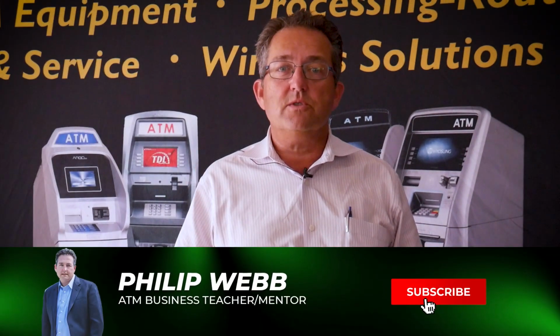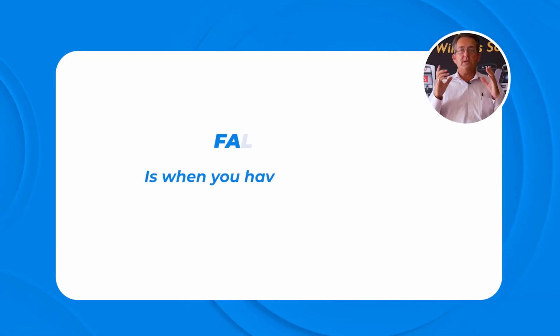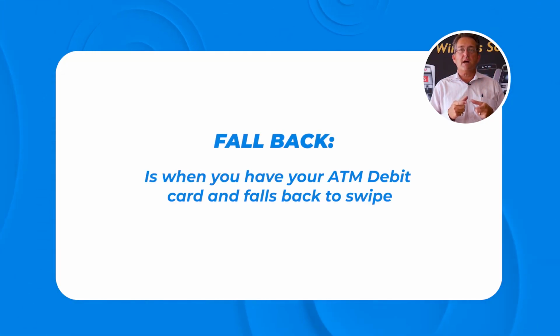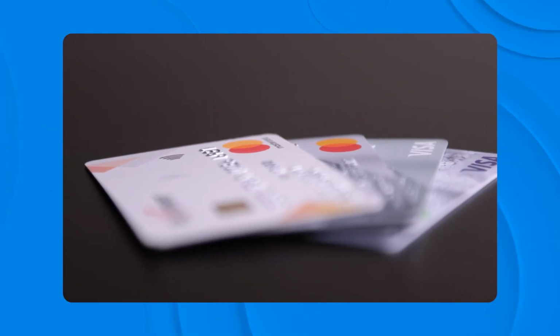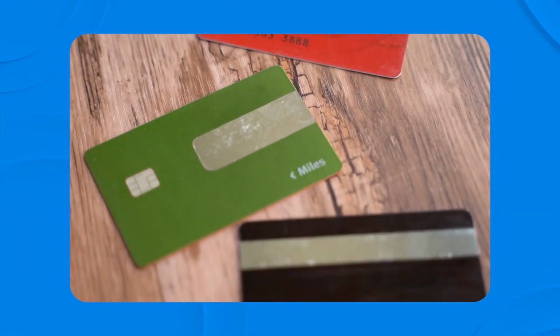Alright, so for those who don't know what fallback is: when you have your ATM debit card and it falls back to swipe. If you look on your ATM card, you'll notice there's a chip. On most cards there's an EMV chip, and all the cards also have what we call a magnetic strip on the back. So when you put your ATM card into an ATM, if it was EMV upgraded, it will clamp down on your card.